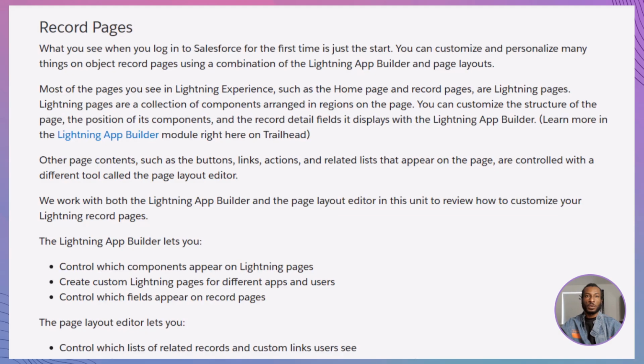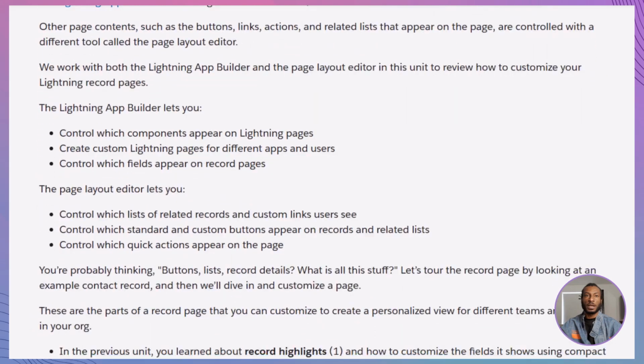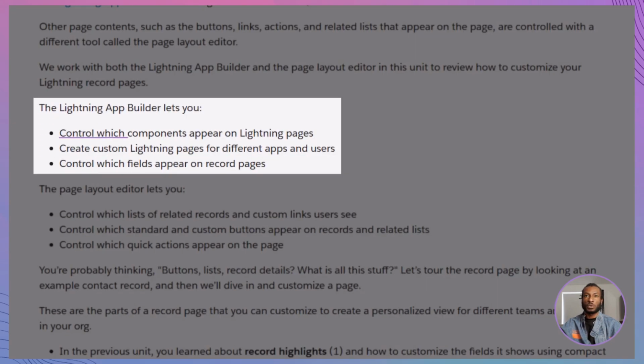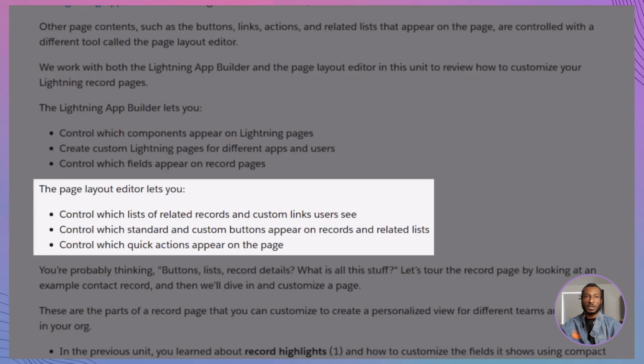In this unit, we will review how to customize your Lightning record pages using both the Lightning App Builder and the Page Layout Editor. The Lightning App Builder lets you control which components appear on Lightning pages, create custom Lightning pages for different apps and users, and control which fields appear on record pages. The Page Layout Editor lets you control which lists of related records and custom links users see, control which standard and custom buttons appear on records and related lists, and control which quick actions appear on the page.